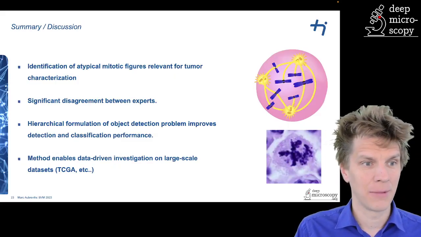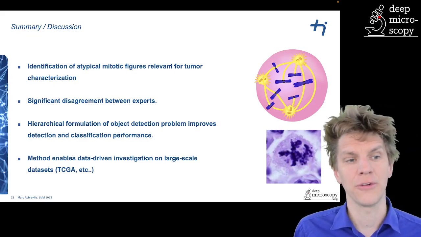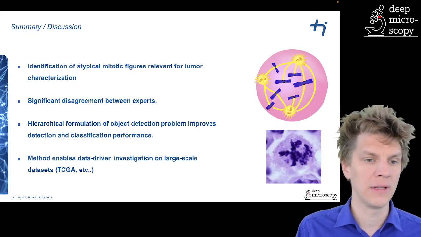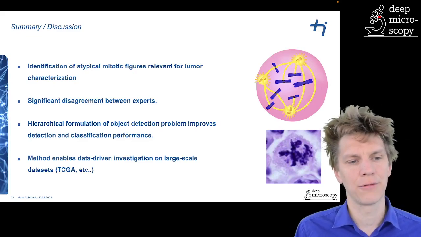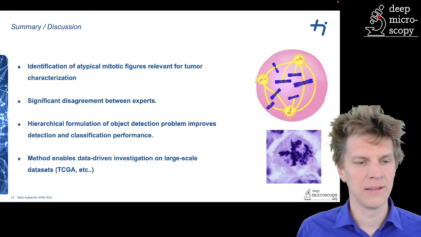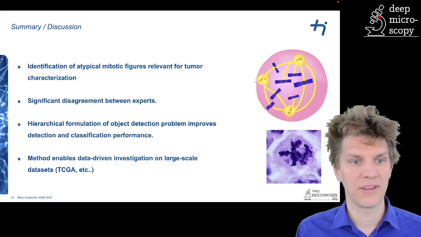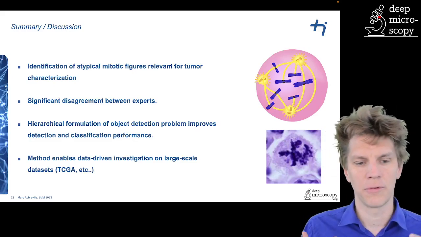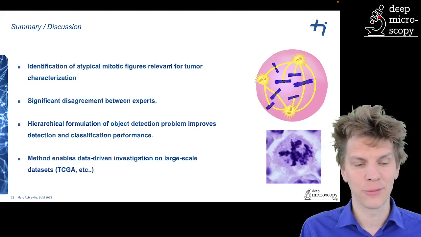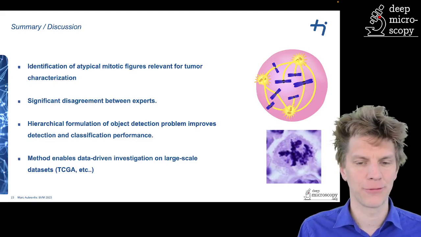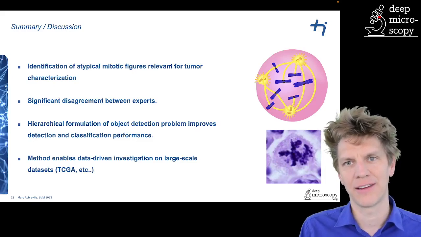Right, so let me summarize my work. The identification of atypical mitotic figures is actually relevant for tumor characterization, and there is a significant disagreement between the experts. So this poses a problem in the machine learning sense, and the hierarchical formulation that we did in our paper improves the detection and the classification performance at the same time. From our perspective, this is the foundation of what has yet to be shown, which is basically the confirmation of those findings by other authors on large-scale datasets, to correlate this with the survival data of the patients.